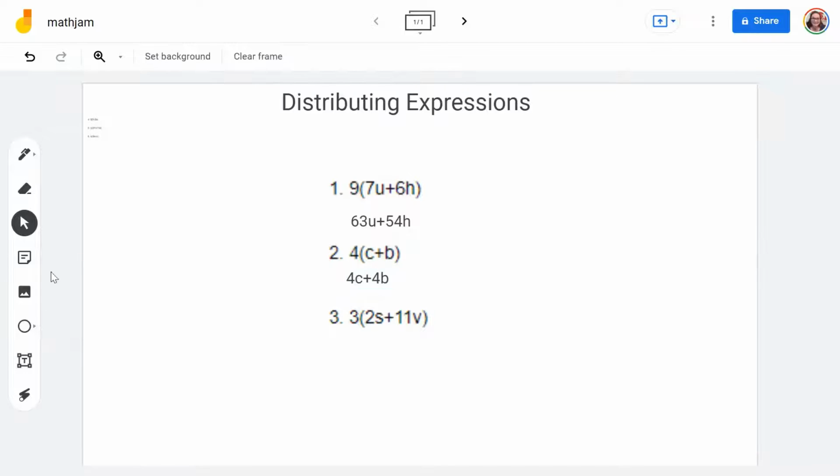See how easy that is? So all we have to do is make sure that the 4 gets multiplied by the c and the 4 gets multiplied by the b. And of course, we need to add those numbers together. All right, let's take a look at this one.